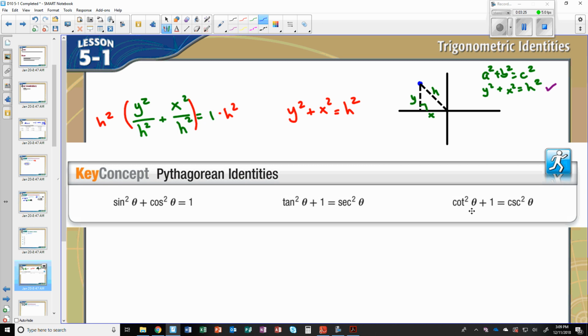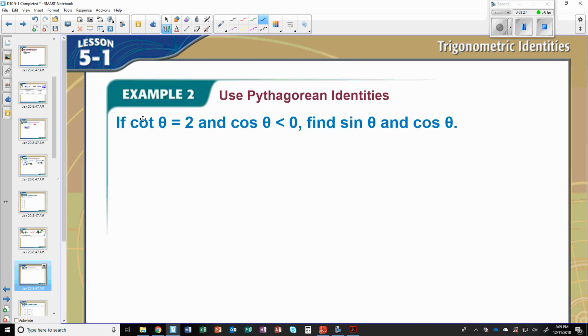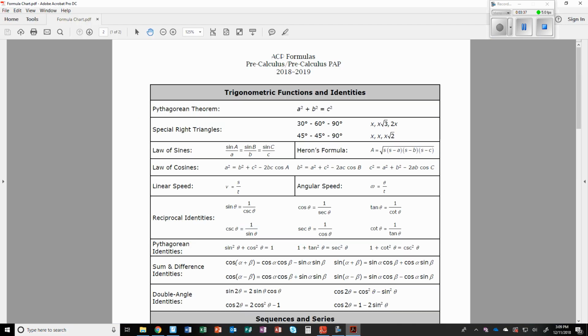So now let's practice this. So we come over here, it says if cotangent theta equals 2 and cosine is less than 0, find sine and cosine. Well, first, cotangent. What is that the reciprocal of? You go over here, cotangent is the reciprocal of tangent.